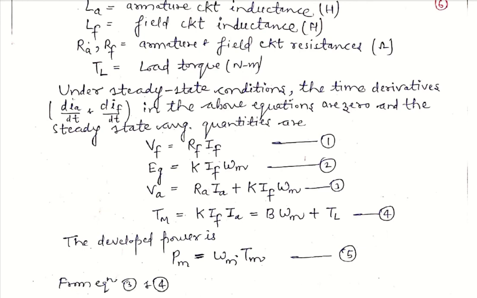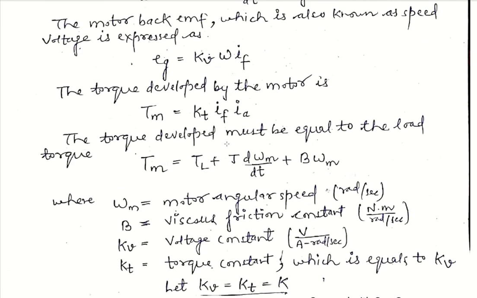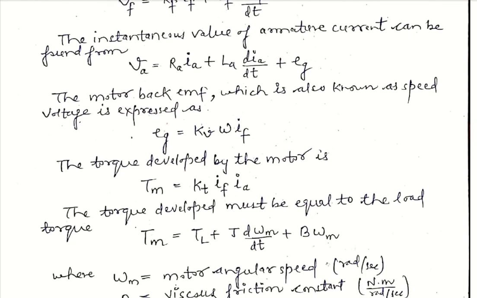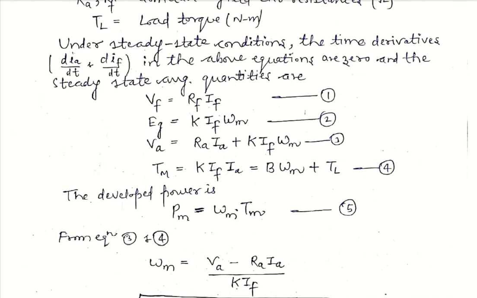So we just make this derivative part zero, dωm/dt equal to 0, and dIa/dt equal to 0 and dIf/dt equal to 0, to obtain the expressions in the steady state condition. So now we have these expressions, and now we can easily determine the power developed by the motor. It is given as Pm is equal to ωm Tm, for the motor.